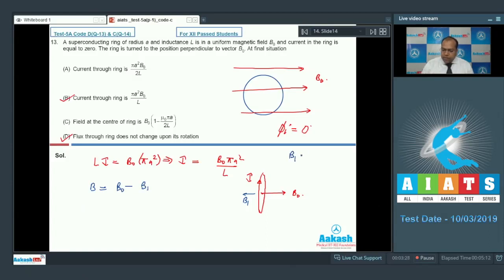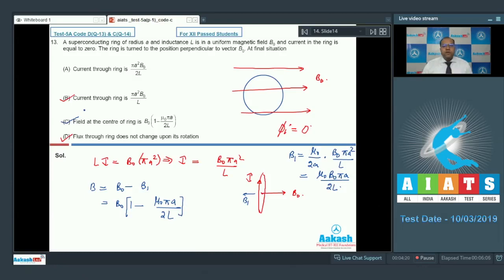The value of B1 can be calculated as mu naught I by 2R. So mu naught divided by 2 into R into I, and the value of I is B naught pi into A square by L. So if I solve this, it comes out to be mu naught B naught pi into A divided by 2L. So if I substitute the value of B1 here, then it comes out to be B naught common, 1 minus mu naught pi A divided by 2L. So option C is also correct. So the correct answer for question number 13 are option B, C and D.